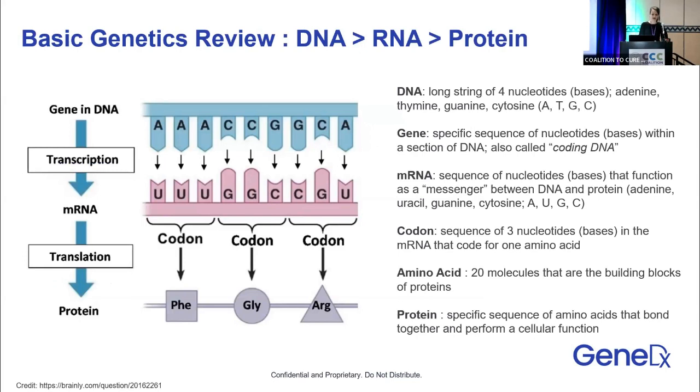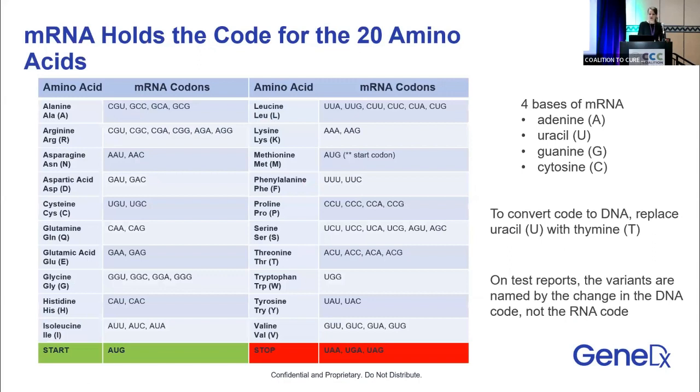So as we've already said, there's genes. Genes undergo a transcription process to create RNA. And then from RNA, you have translation to amino acids that then provide protein products that tell our bodies how to grow and function. And then this is a table of all the 20 amino acids in our bodies. We have what we call start codons and stop codons that are indicated in green and red at the bottom. And when genetic testing is reported, the variants that are named depict the change in the DNA, not the RNA.